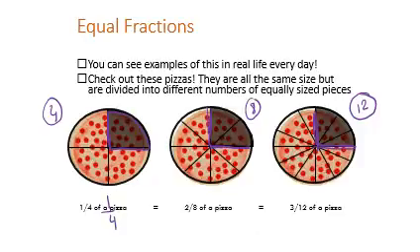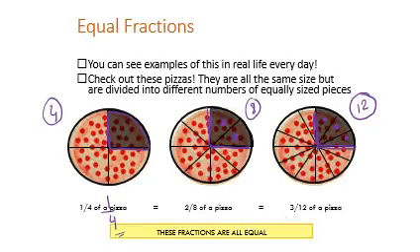In the first way, we ate 1 over 4 of the pizza. But in the second case, I ate 2 pieces out of 8. In the third one, I ate 3 out of 12. So 1 over 4 is the same as 2 over 8. It's the same as 3 over 12 because they represent the same amount. Is it clear? So these fractions are equal fractions. We call them equivalent fractions.